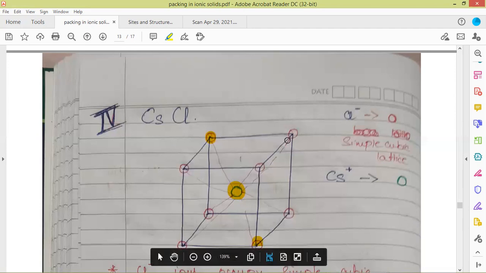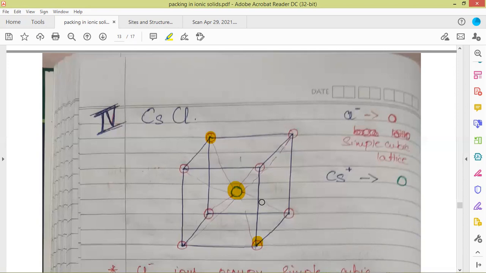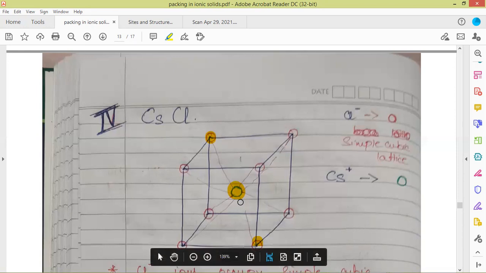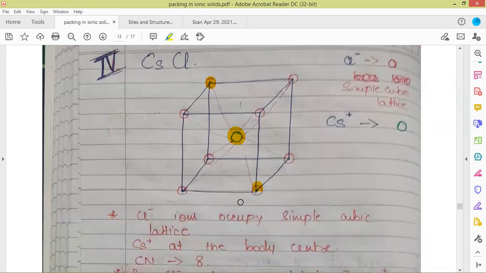Here the chloride ions are present at the corners. The contribution from the corners, as we all know, is 1. So the total number of chloride ions in a single unit cell is 1, and the cesium ion is present at the center, which is the sole property of the unit cell. So the number of cesium ions is also 1. That is why it belongs to the AB type of category, because the ratio is 1:1.